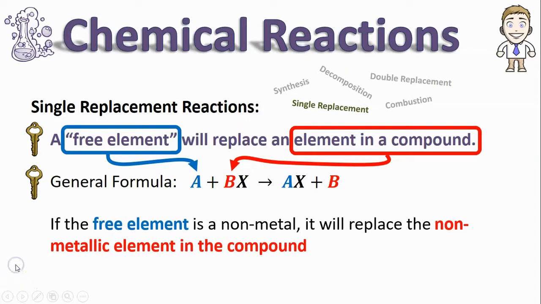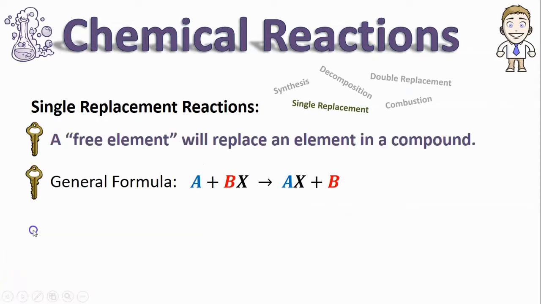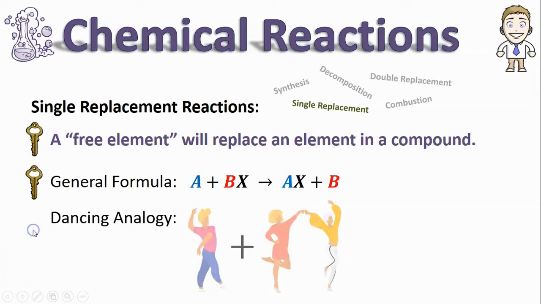And we'll see the same pattern if the free element is a nonmetal. It's only going to replace the nonmetal element in the compound. Fluorine, my free element, is a nonmetal, so now it's going to replace the chlorine, since chlorine is also a nonmetal.